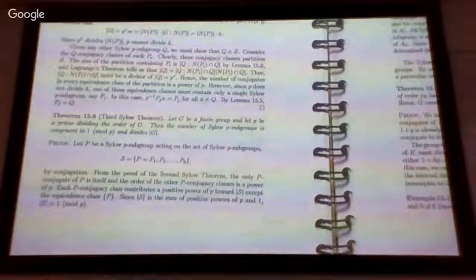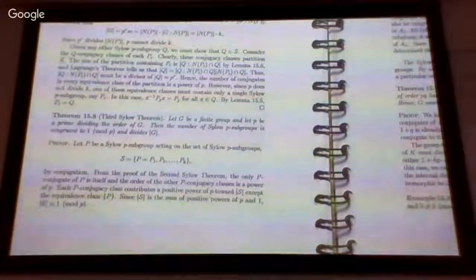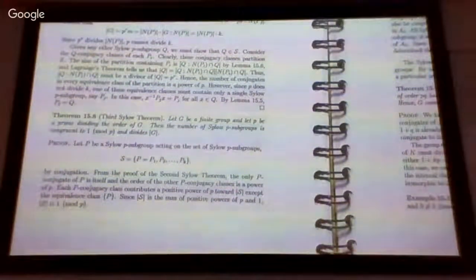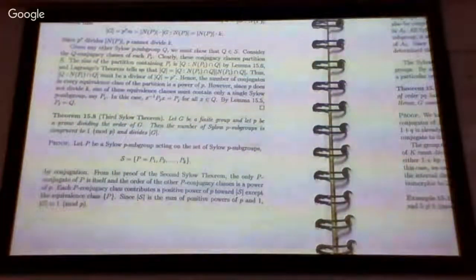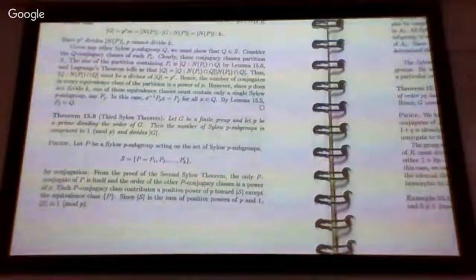So these conjugacy classes partition this set. So K is the count of the things in this set. So some multiple of P plus one, so it's congruent to one modulo P. Makes sense? Okay. So that's the first conclusion: K is congruent to one modulo P.